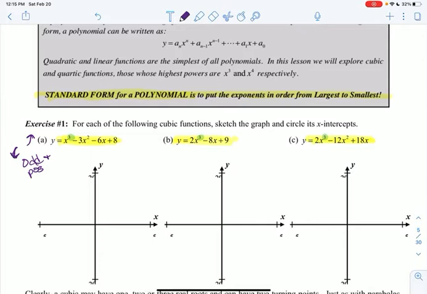If I put this into my graphing calculator and look at the table, for this first one I can see that I have 3 roots: x equals -2, x equals 1, and x equals 4. So -2 would be about here. I don't need it to be exact. 1 would be about here, and 4 would be about here. Those are the ones it goes through.